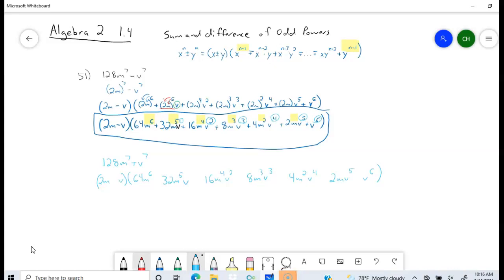The only difference is going to be the sign. So I started off with a plus, so I'm still going to start with a plus. But then I'm going to alternate. I'm going to go opposite, same, opposite, same, opposite, same. Okay, so if it's a sum of odd powers, we know it's a sum because of this guy, then my signs are going to alternate. Other than that, everything is identical.